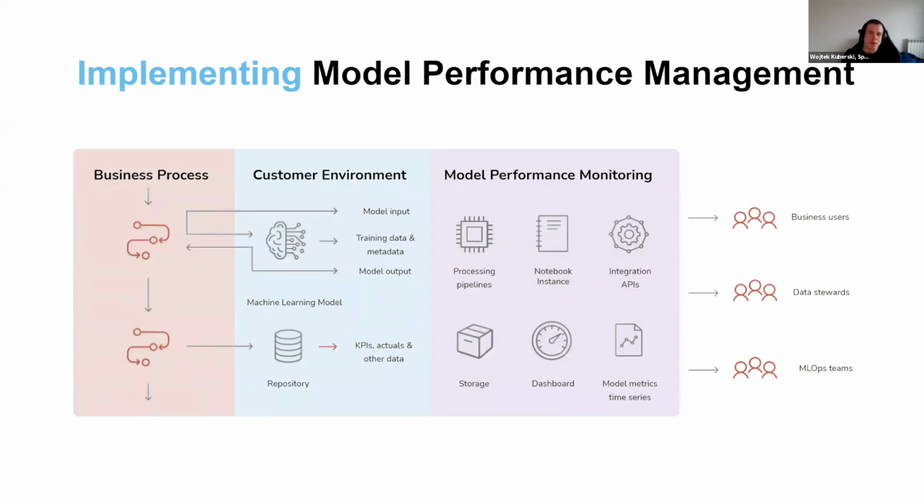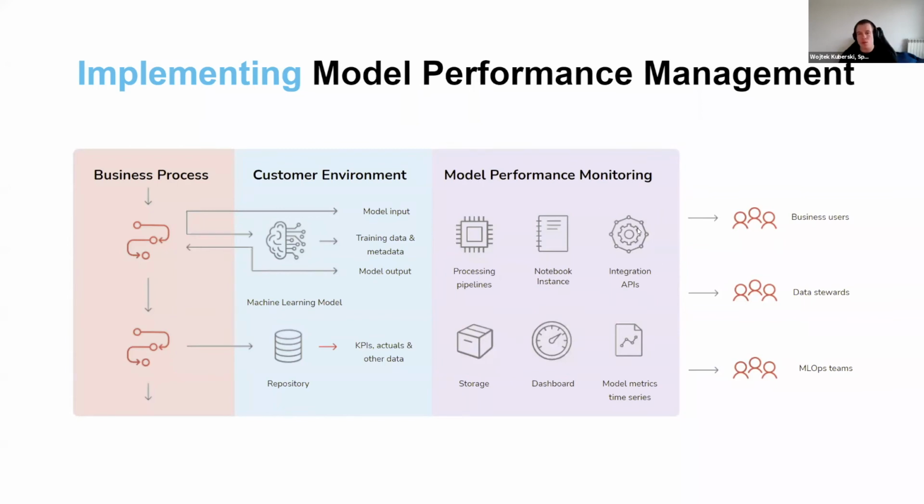So now, slowly wrapping up, let's talk about how to implement it in your organization. A quick overview of how machine learning normally works. We have a business process, whatever it might be, like giving loans to people. We have the customer environment that you, as people who create model performance monitoring, would be serving, which is basically data scientists that develop these models. And we have the model input, the training data and the metadata, and the model output. Ideally, we would also like to have access to the repository with KPIs, with the ground truth, and maybe some other downstream data that results from the business process and the actions that are taken based on machine learning model recommendations.